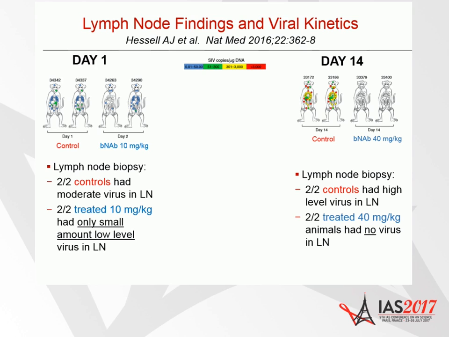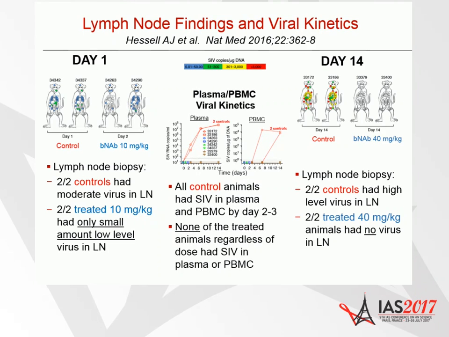Now if we look at day 14, you can see in those control animals very high levels of virus were found in the lymph node. But if you look at the 2 animals that were sacrificed that received 40 milligrams per kilogram, there was no virus found in the lymph nodes. And if we look at plasma and PBMC viral kinetics, you can see that the control animals in orange all had SIV in plasma and PBMC by day 2 to 3, whereas none of the treated animals, regardless of 10 milligram per kilogram or 40 milligram per kilogram, had virus detected in plasma or PBMC.